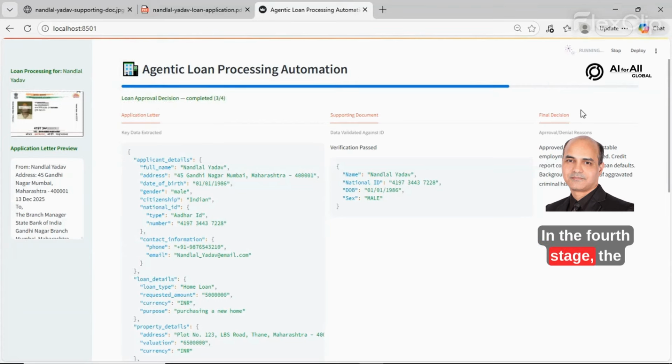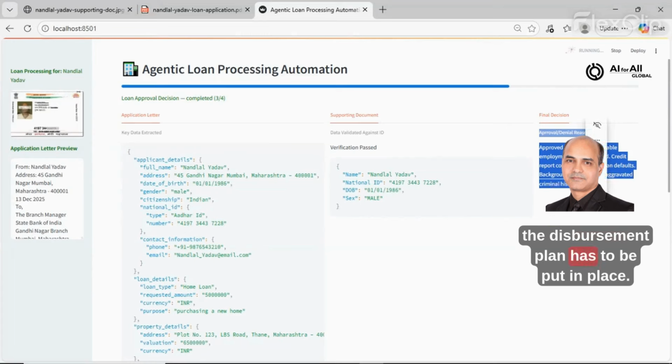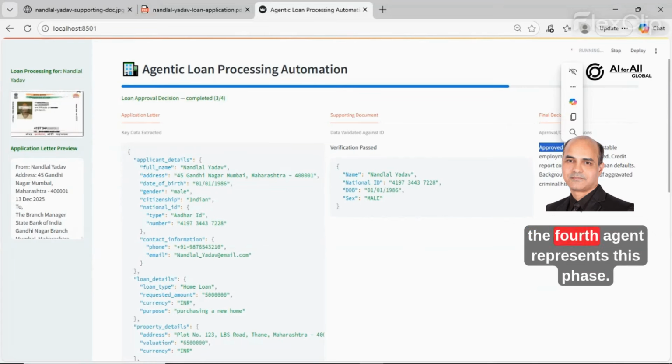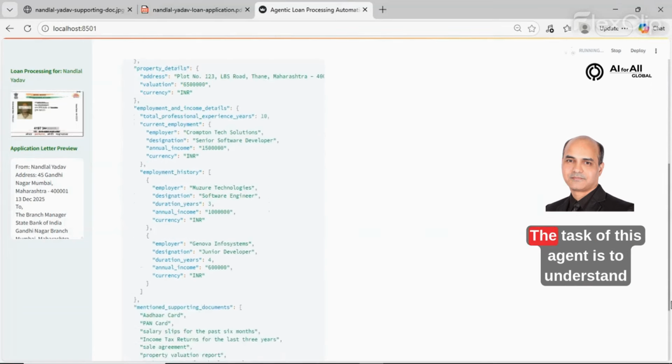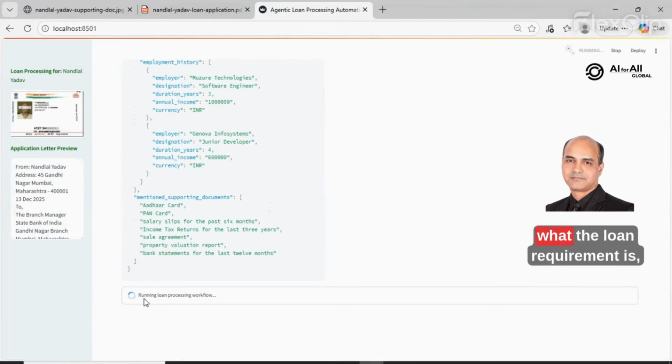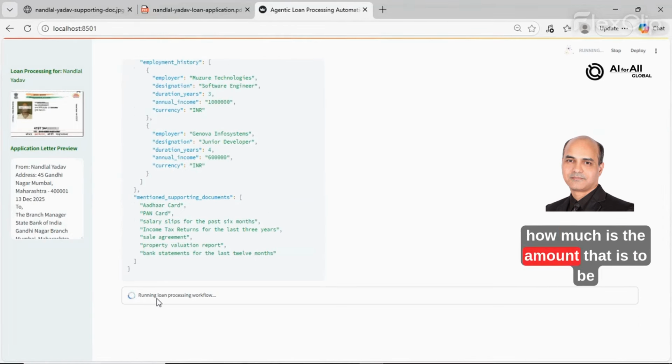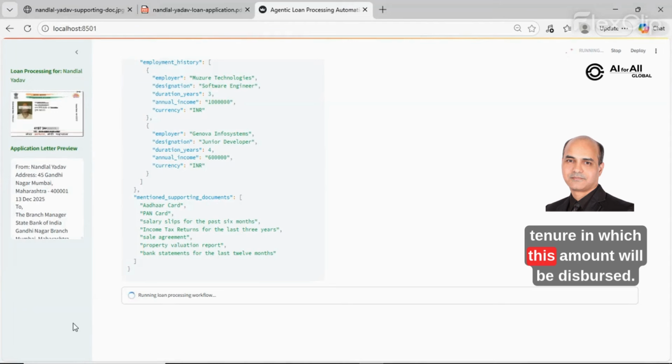In the fourth stage, the repayment and the disbursement plan has to be put in place. In this case, the fourth agent represents this phase. The fourth agent is a disbursement agent. The task of this agent is to understand what the loan requirement is, how much is the amount that is to be disbursed, and what is the tenure in which this amount will be disbursed.